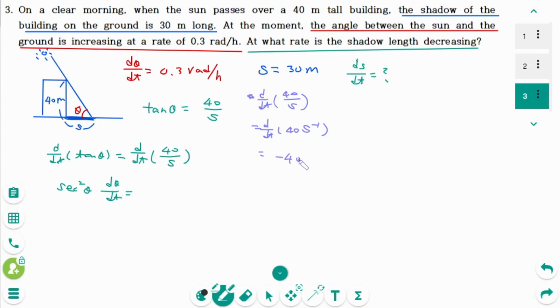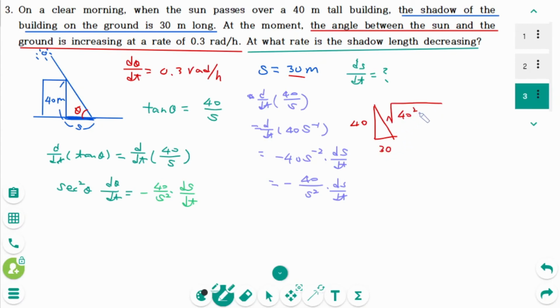That means minus 40 s to the power of minus 2 times ds/dt. Then we can rewrite as minus 40 over s squared times ds/dt. Then back to the original. In this situation, 40, s equals 30, then the hypotenuse is the square root of 40 squared plus 30 squared. That means the square root of 2500, which is 50.